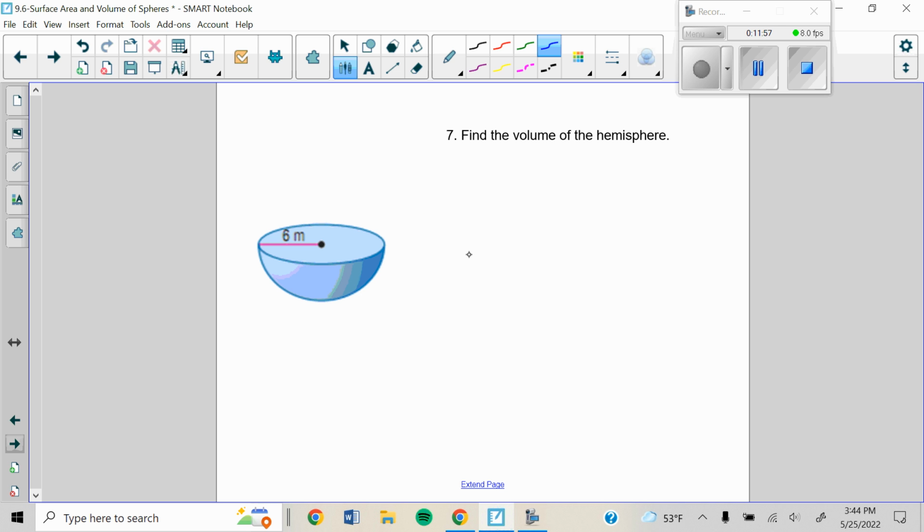And our next one is asking us to find the volume of the hemisphere. Again, they give us the radius. That's like the best information they could give us. So 2/3 pi times my radius, which is 6, cubed.